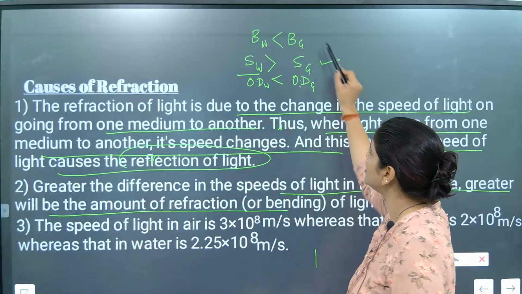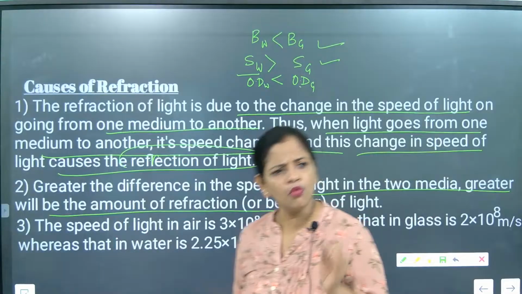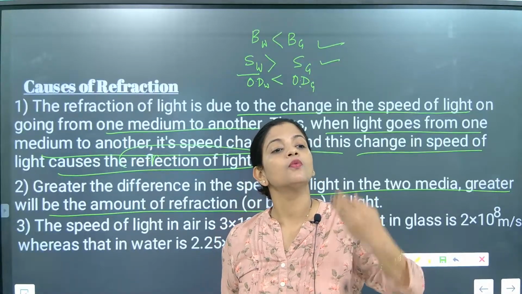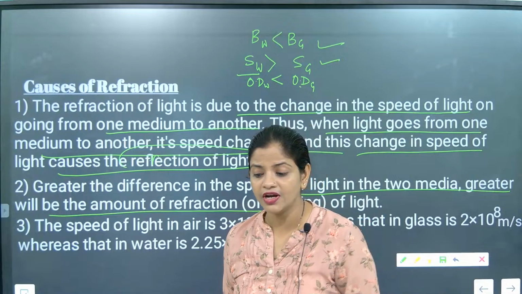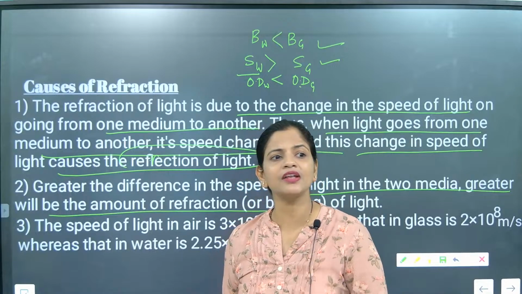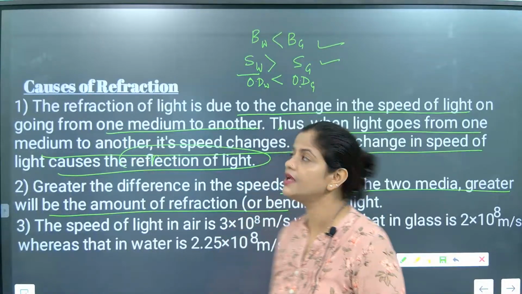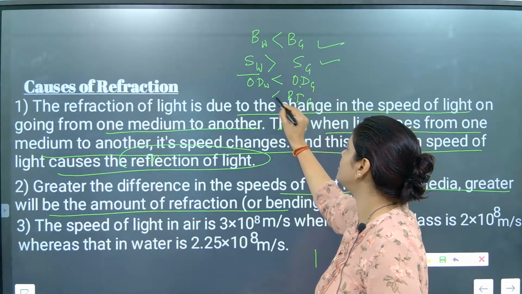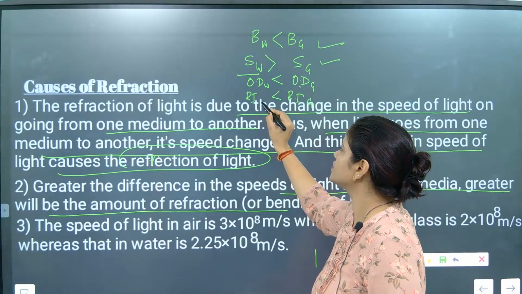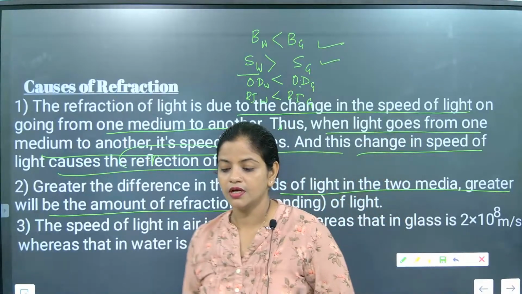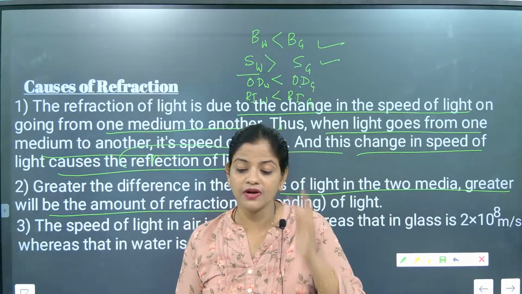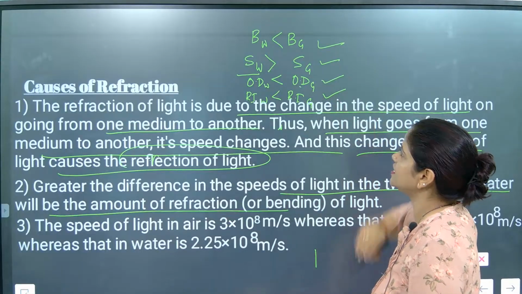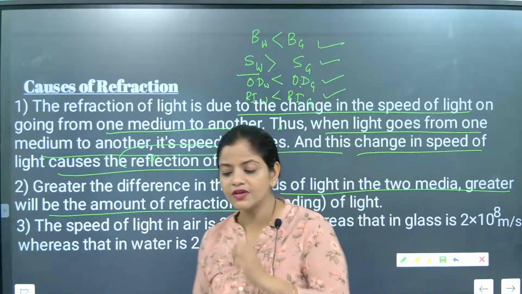So here we learn bending will be more in glass. Understood? Because optical density is more. So what will happen to the refractive index? That means automatically the refractive index of glass will be more than the refractive index of water. Understood? So here the refractive index of glass will be more, optical density is more, but only one thing will be less, beta.